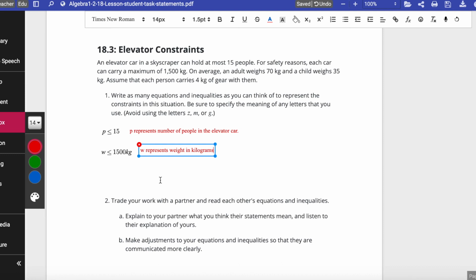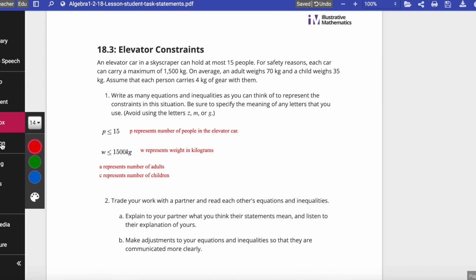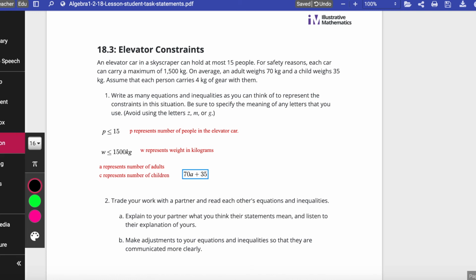You could also do an equation including your adult weight, your child weight, then the weight of the gear. Let's say that A represents number of adults and C represents number of children. So let's make an equation with that. So we know our adults weigh 70 kilograms. So 70A plus children weigh 35. This is all approximate. 35C plus you've got 4 kilograms per adult plus 4 kilograms per child, and that's going to equal your weight. And then we know we need our weight to be less than or equal to 1,500 kilograms.